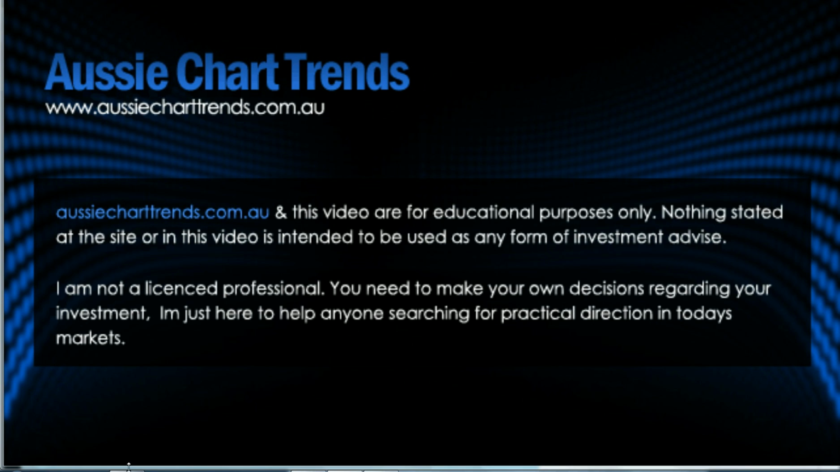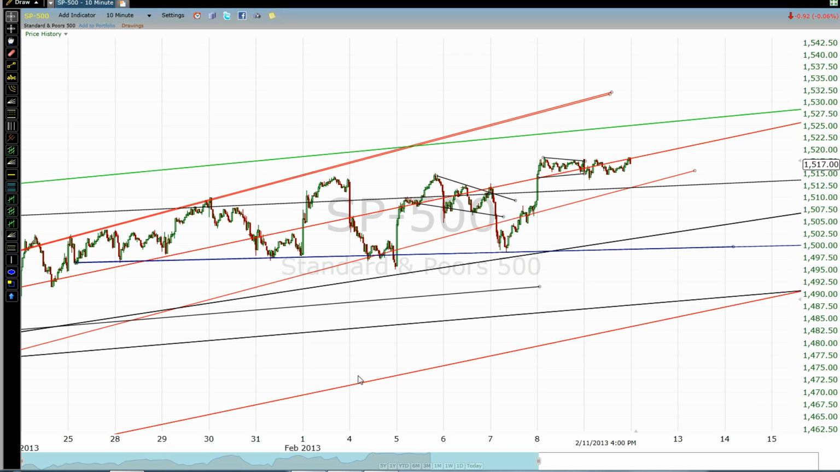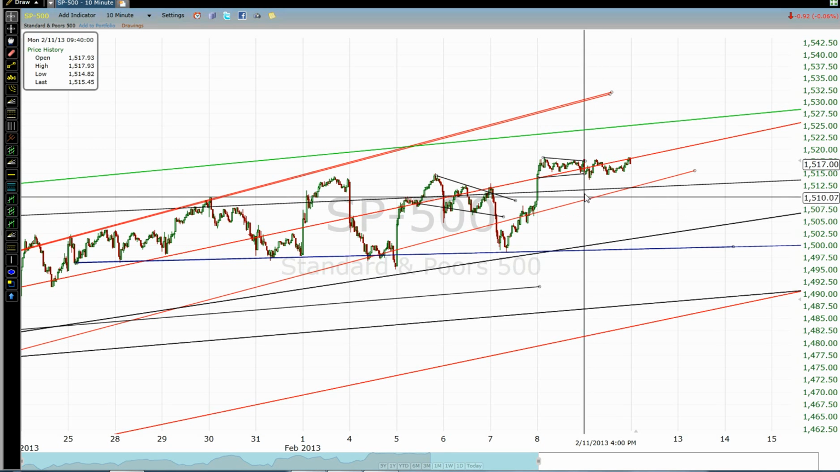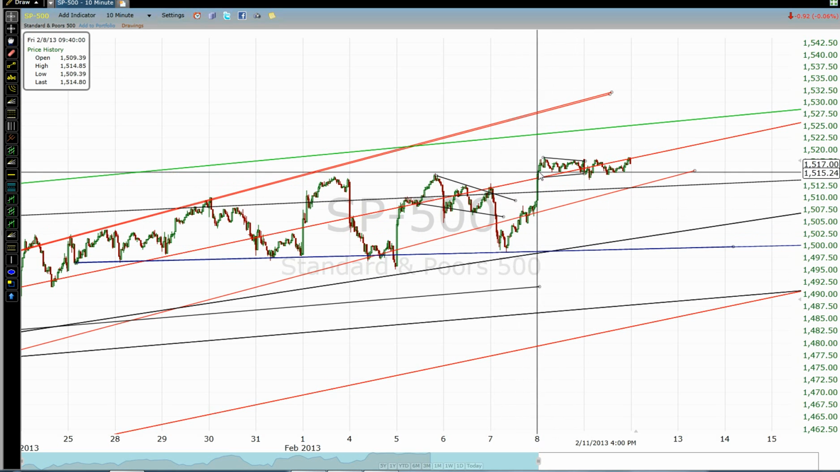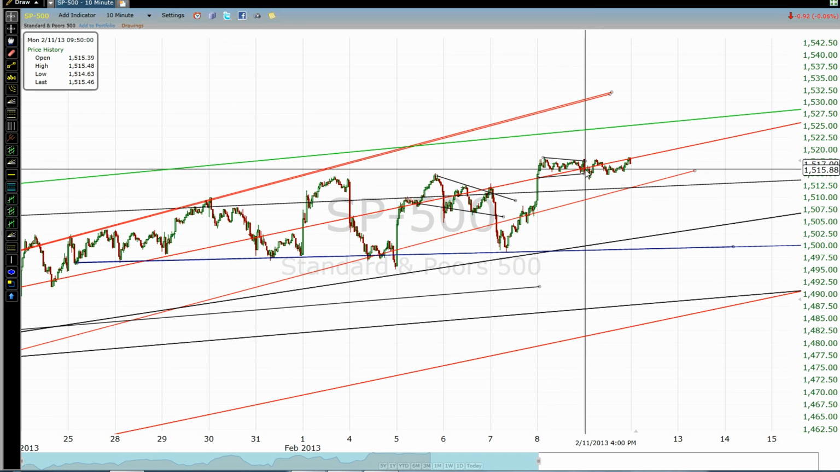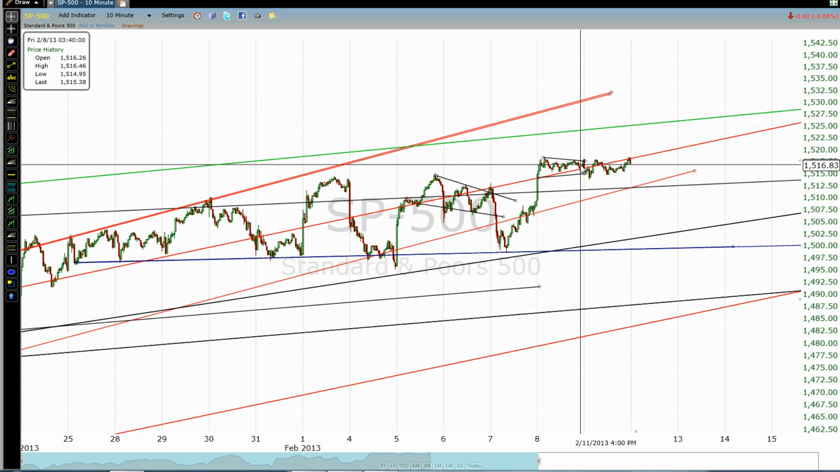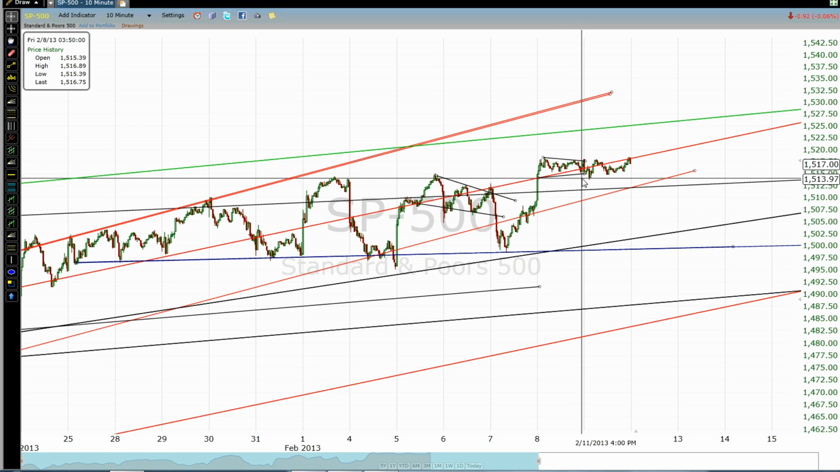Okay, so let's take a look at the S&P 500 firstly. Looking on a 10-minute chart here, where each candlestick represents 10 minutes of trade. In yesterday's video, we were talking about this being a little pennant pattern or a little flag pattern, when the market rallies on up and then we have this sideways action. We were saying we could either see a break to the upside or a break to the downside from this pattern.